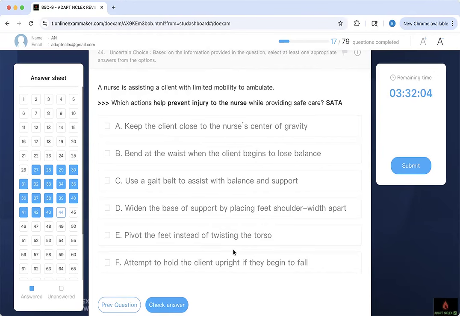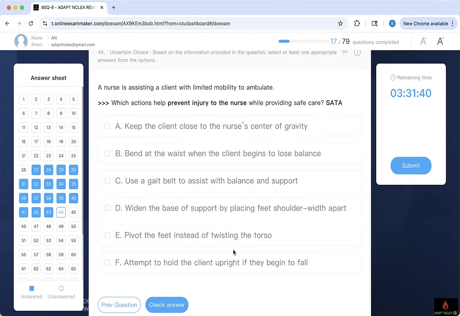Widen the base of support by placing feet shoulder width apart. Pivot the feet instead of what? Twisting the waist or the torso. Attempt to hold the client upright if they begin to fall. This portion of basic care and comfort is a little bit difficult. It's movement, mobility. The NCLEX loves it because you don't want to cause injury.